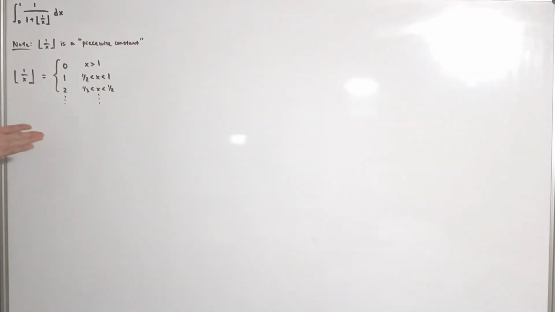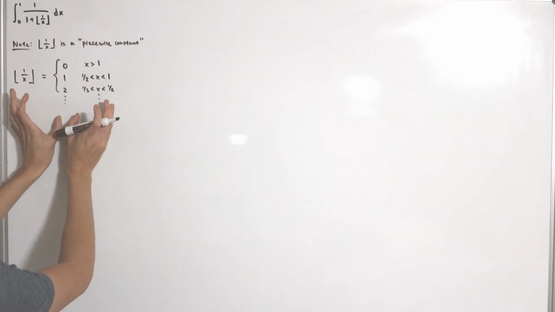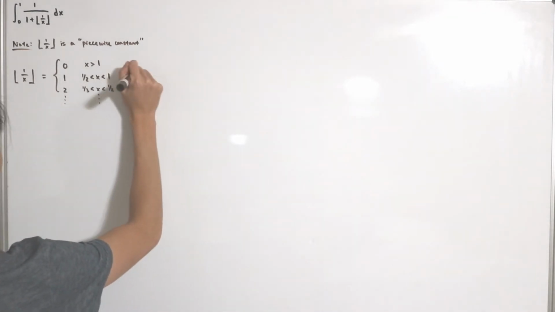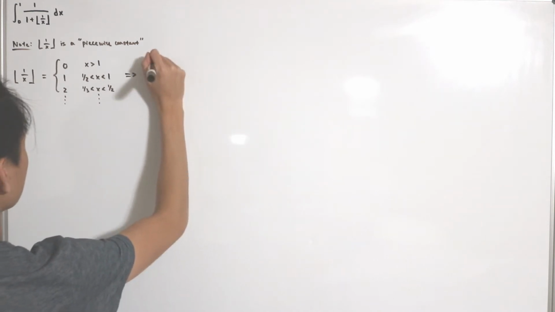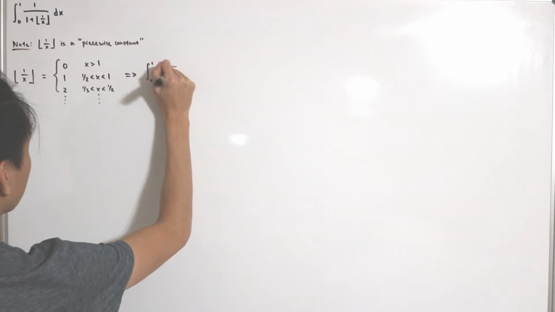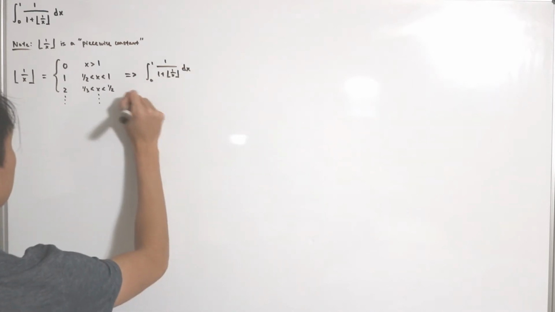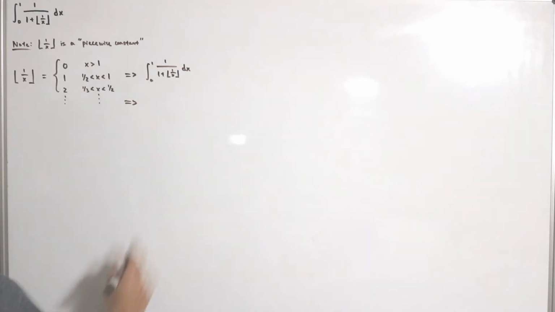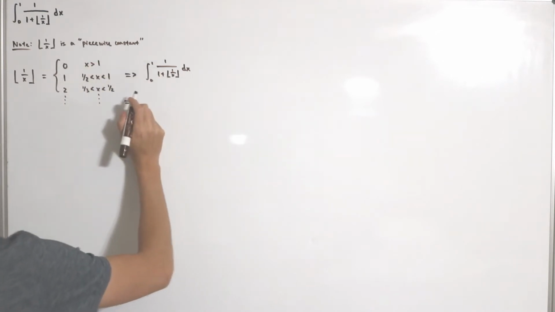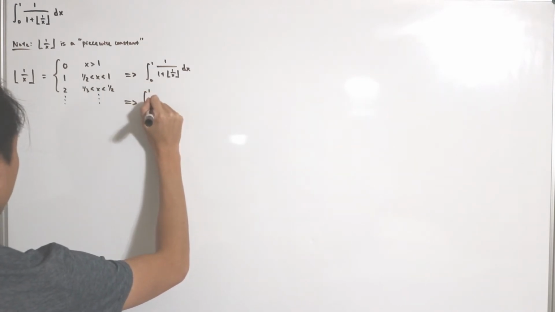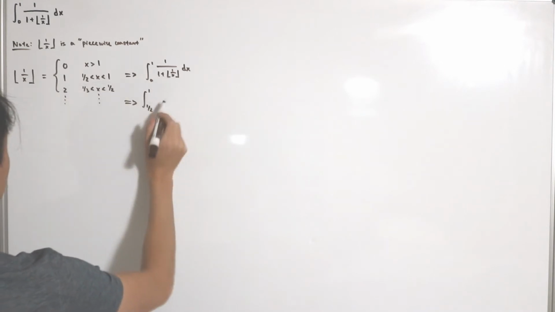Using our definition of this piecewise constant, we can use this sketch to rewrite our integral in terms of sums. We're breaking up the bounds of the integral. So the integral from 0 to 1 of 1 divided by 1 plus the floor of 1 over x dx is equal to, let's start with the upper bound being 1 and the lower bound being 1/2, and then we replace the floor of 1 over x with 1.